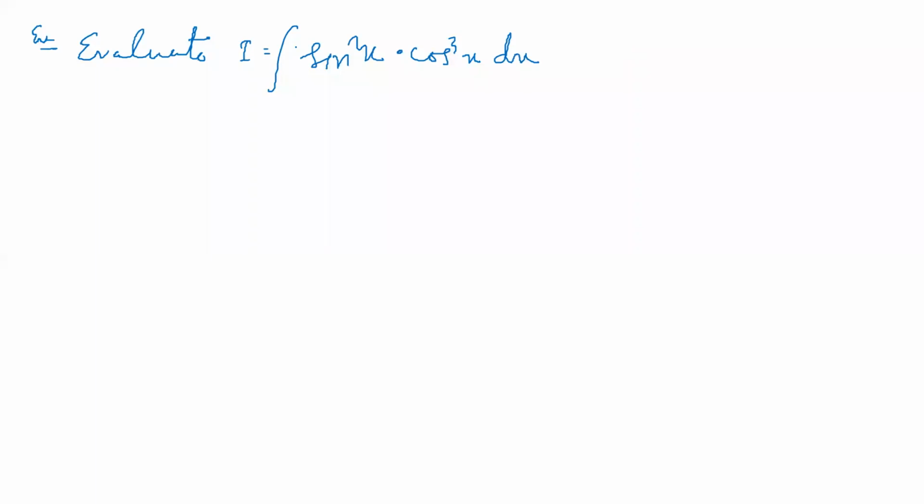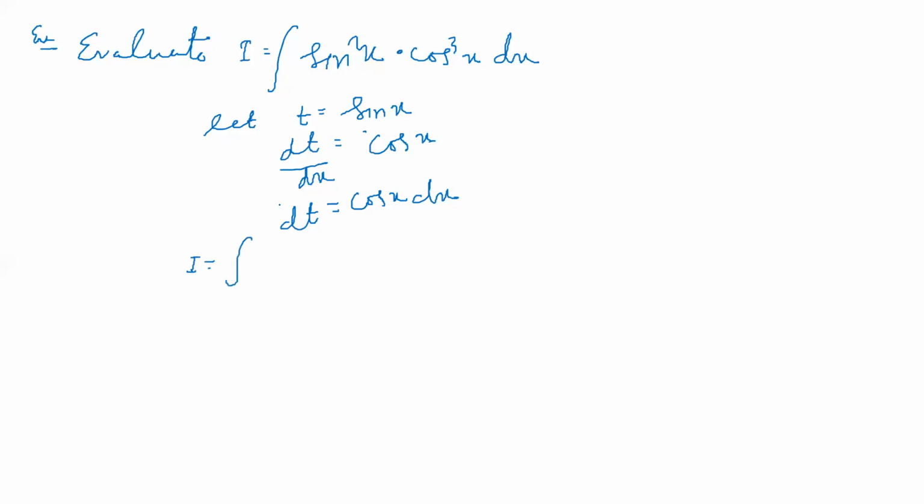Next, evaluate I is equal to integration of sin square x into cos cube x dx. It is not in the form of direct integration results we can apply. So let t is equal to sin x. If t is equal to sin x, then dt by dx is equal to cos x. Then do cross multiplication and write dt is equal to cos x dx. So I can be replaced, I is equal to integration.